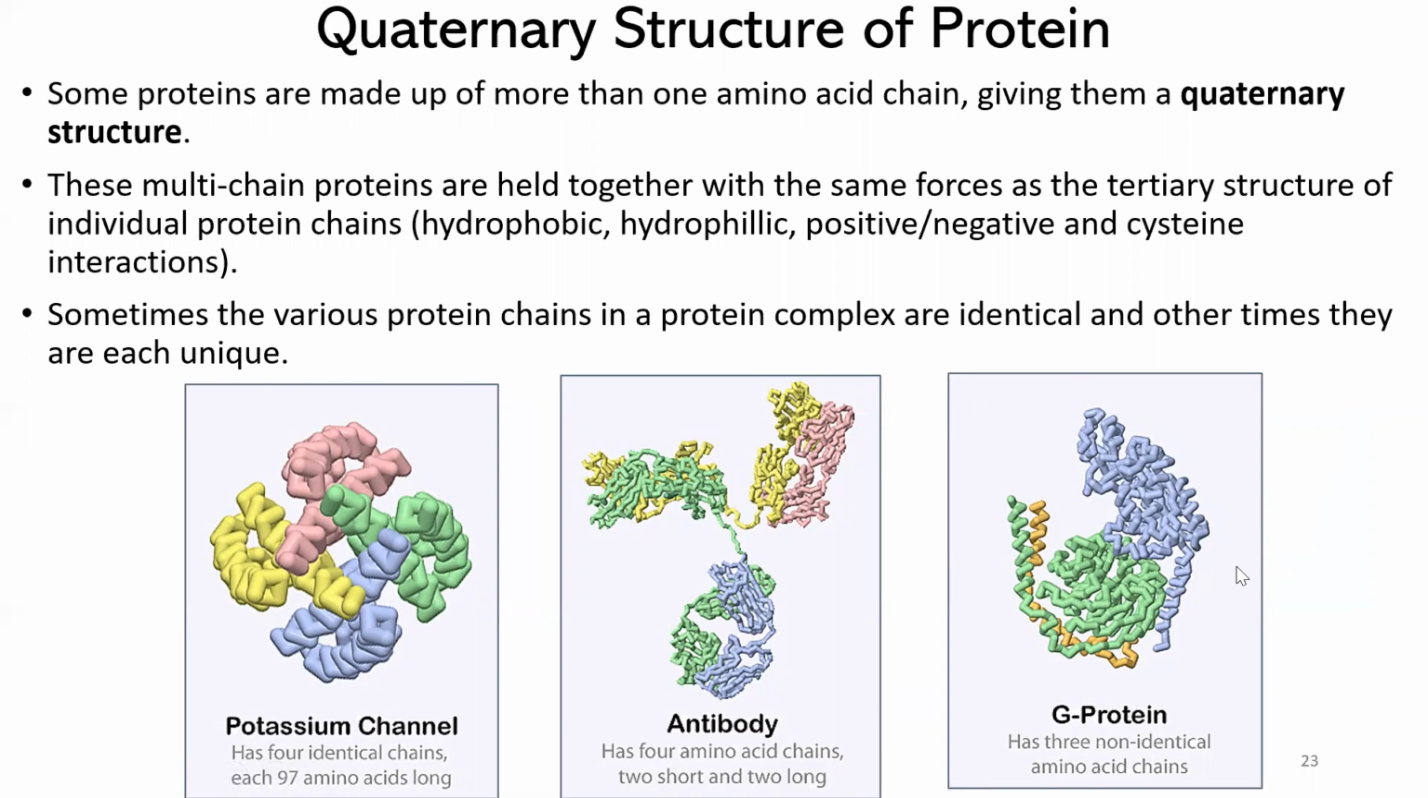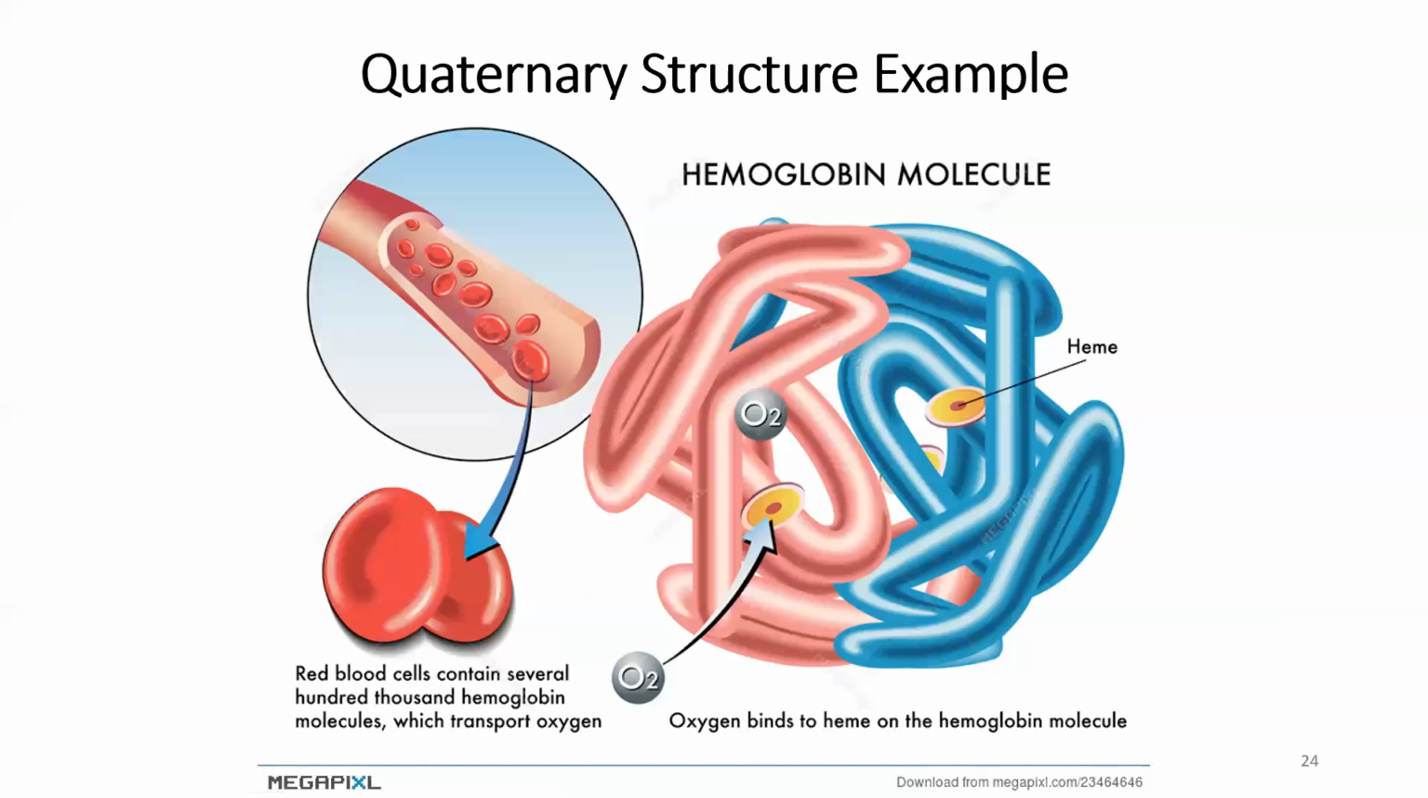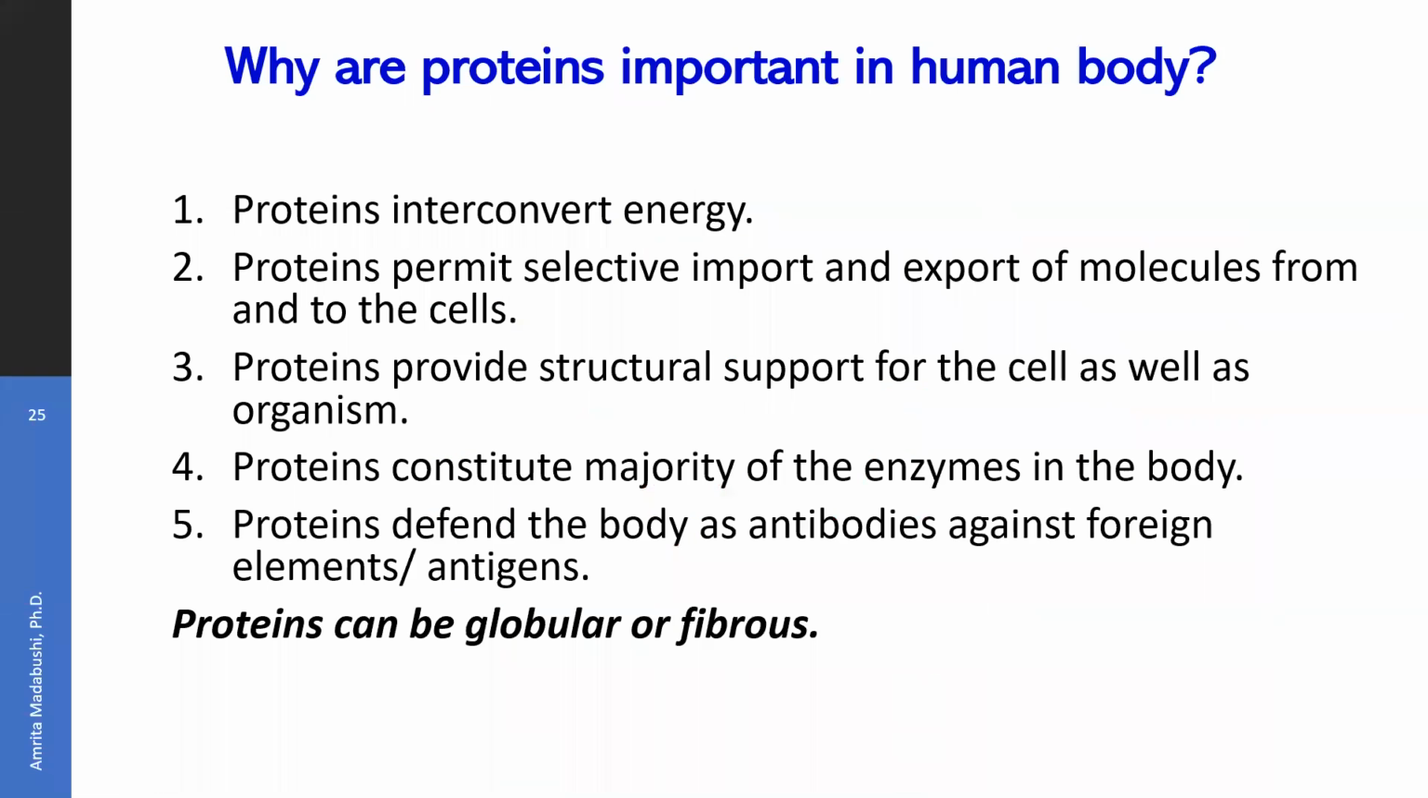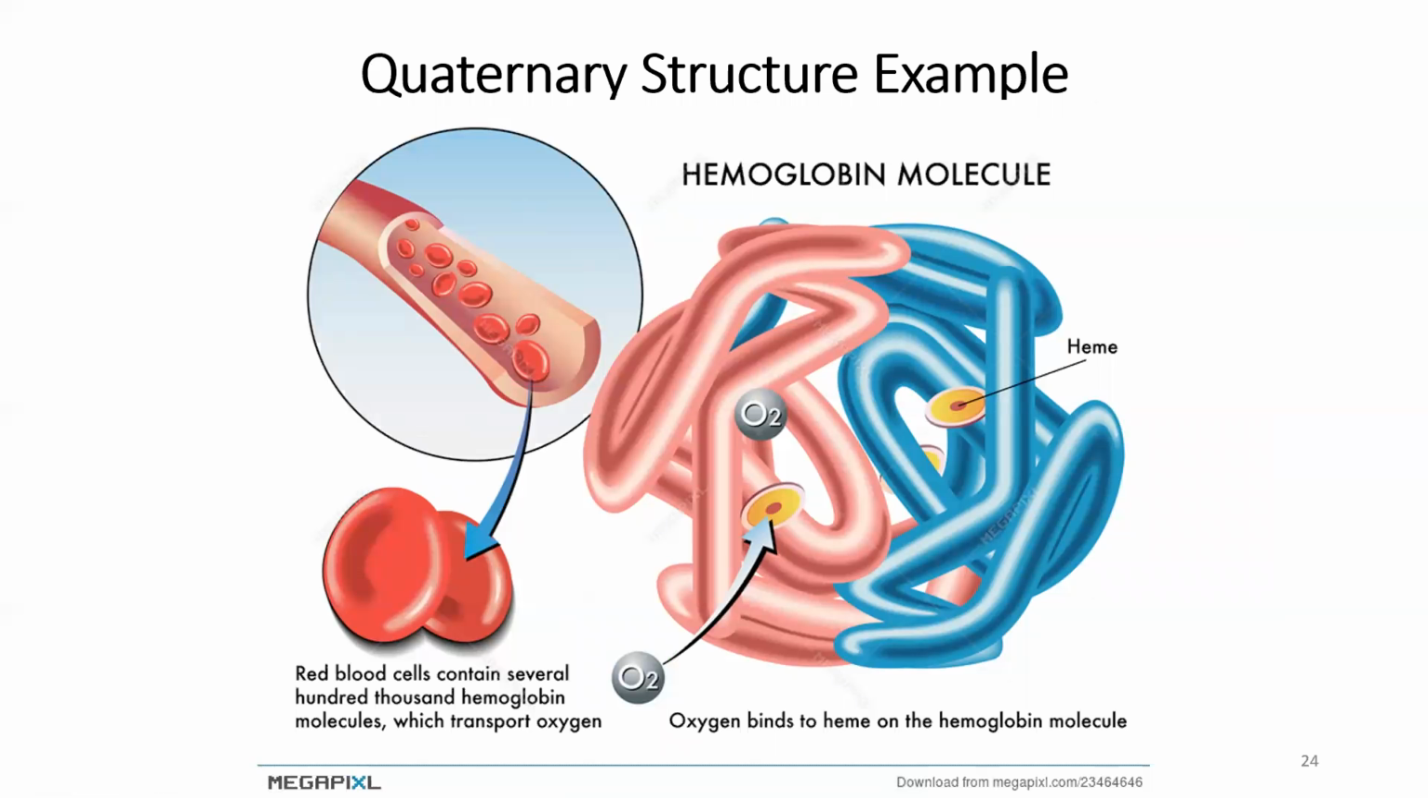So that's how the structure is. And thankfully, we're almost done with structure, but I'd love to show you this one. We just talked about this hemoglobin molecule, which is present in RBCs. RBCs contain many thousands of hemoglobin, which transport oxygen to the heme in the hemoglobin molecule.